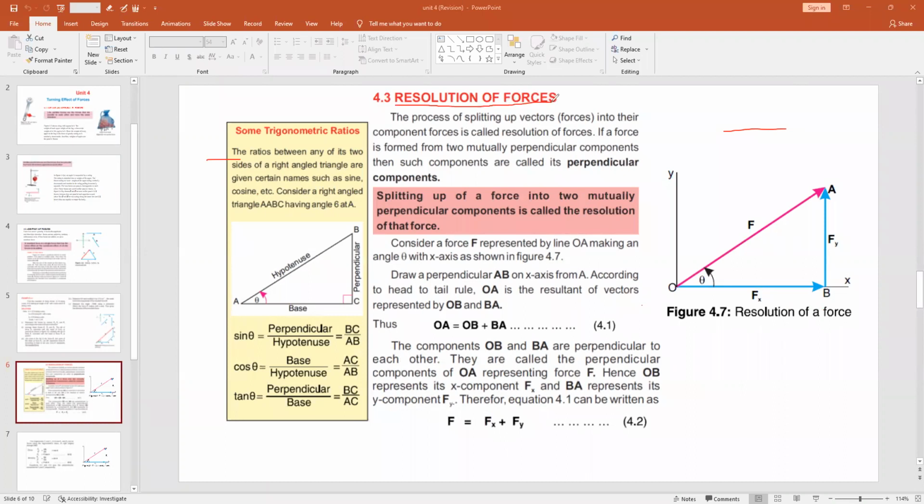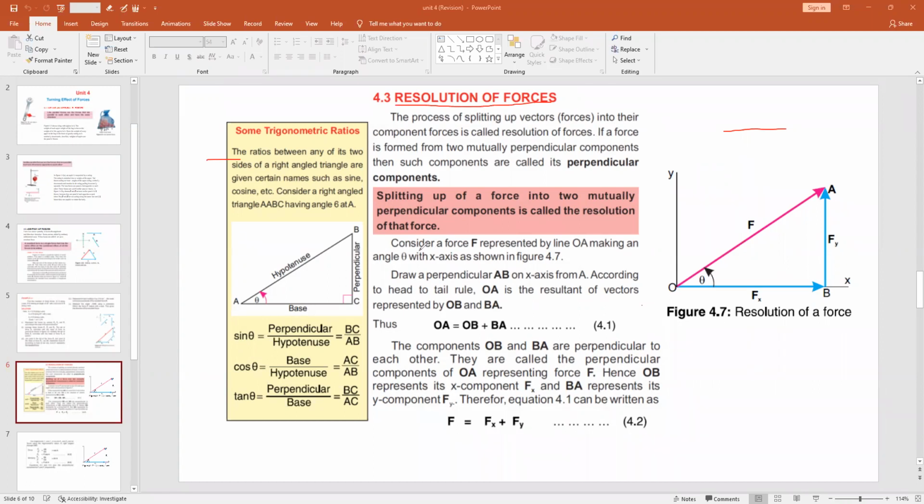What we have to do is split the force into its perpendicular components. What are the two components of force? It will be Fx that lies along the x-axis, and the second one is Fy that lies along the y-axis. So this is basically the resolution of forces. In this topic, we will see how we can resolve the force into its perpendicular components, which are the x component and y component.